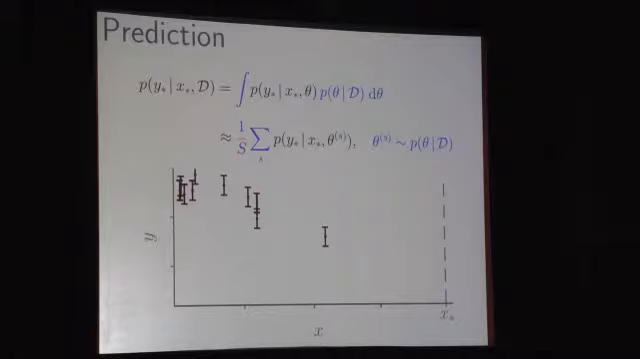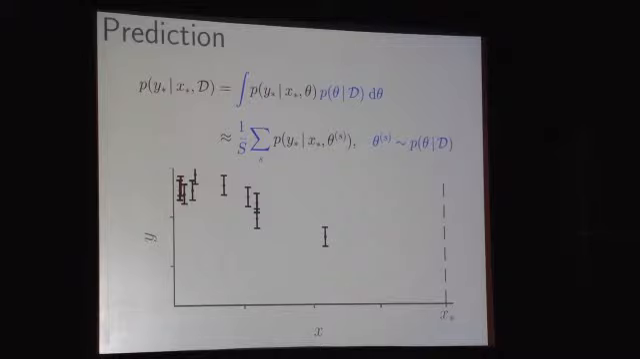I've got a data set, but what's the good in having data unless I can do something with it, like make a prediction? So what I want to do is make a prediction at this location, x star, and say, where would the next label appear along this dotted line? So what do I believe about the test label y star at this location? And the correct Bayesian answer to that question is an integral.